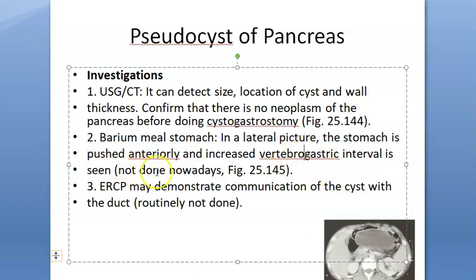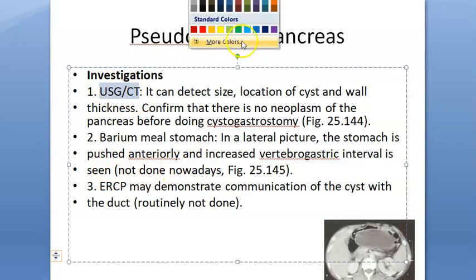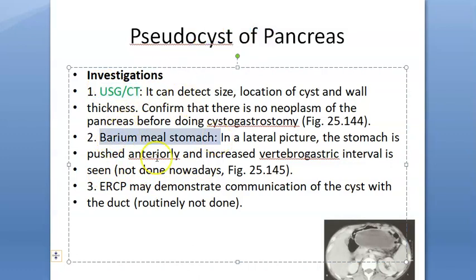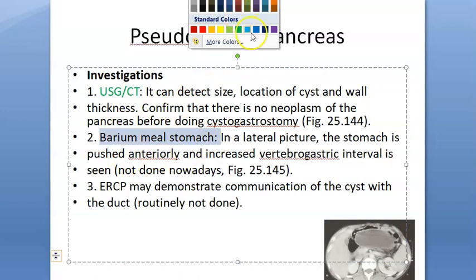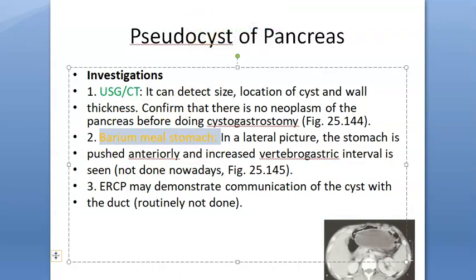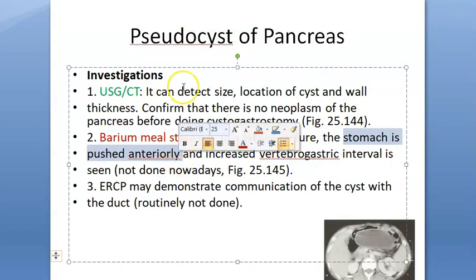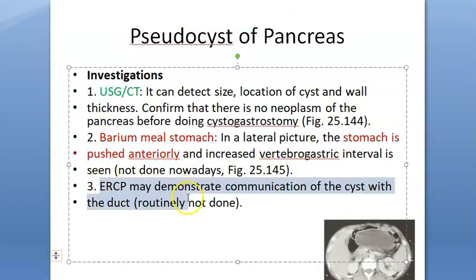This is not done nowadays anyway, so no need to learn. If you do a barium meal, you will see that the stomach is pushed anteriorly. This is not done nowadays because you have better techniques. ERCP may demonstrate communication of the cyst with the duct, if there is a communication. So what is ERCP?